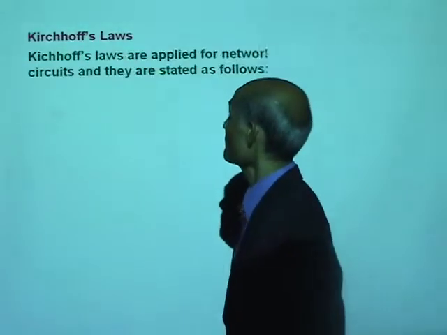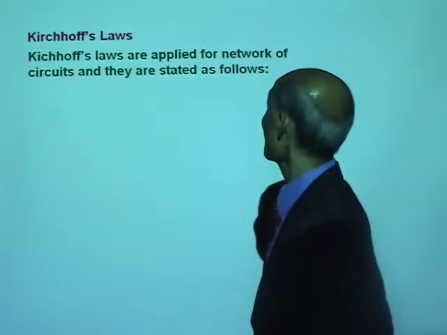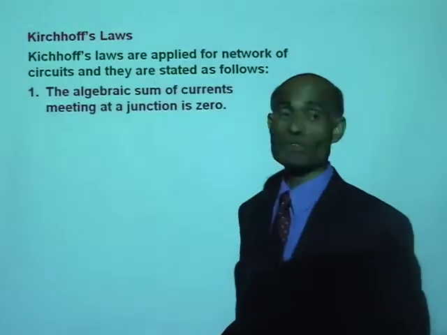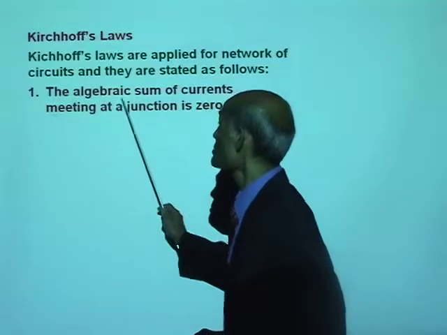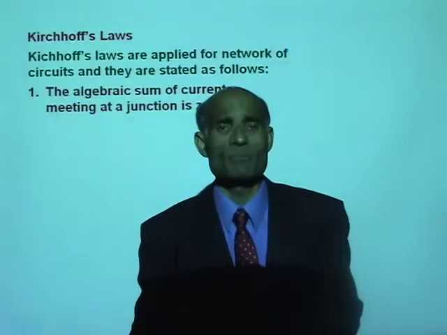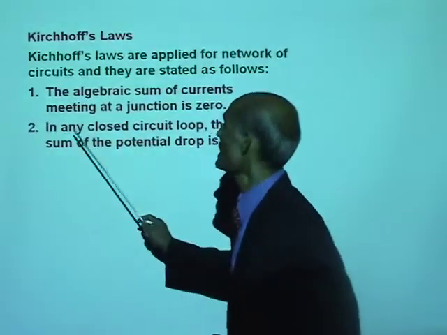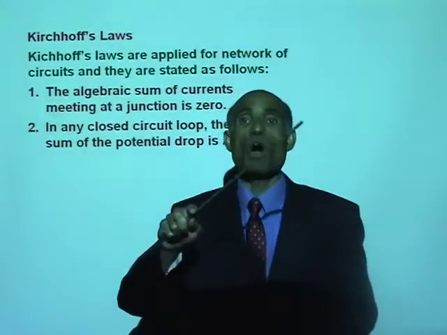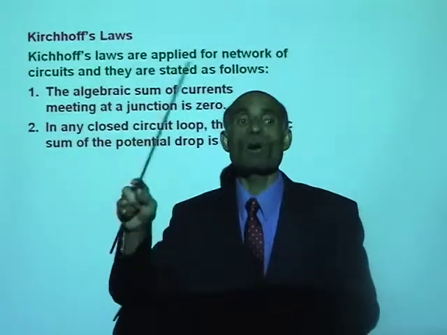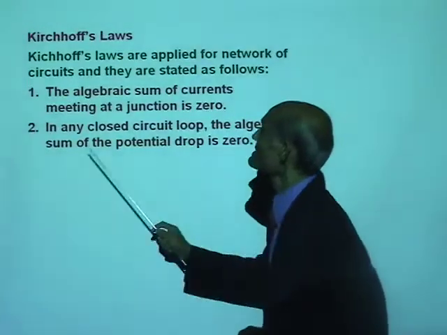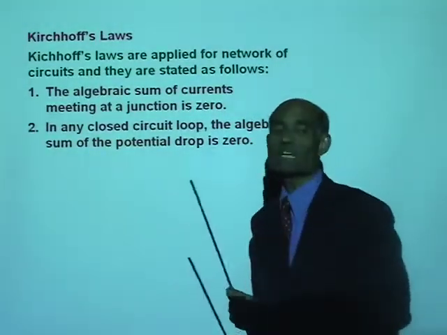There are two statements for Kirchhoff's laws. Now, Kirchhoff's laws are applied for a network of circuits, and they are stated as follows. The first statement is the algebraic sum of currents meeting at a junction is 0. The second statement is in any closed circuit loop. So the second law is applicable only to a closed loop of circuit. In any closed loop circuit, the algebraic sum of the potential drop is 0.